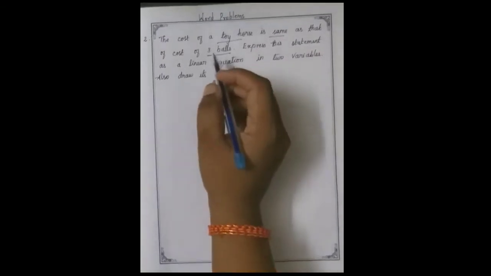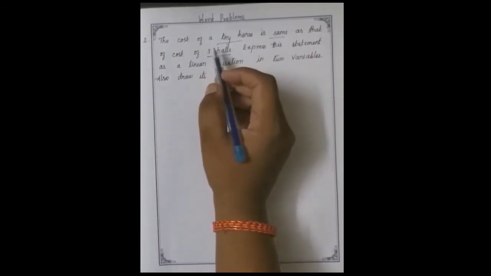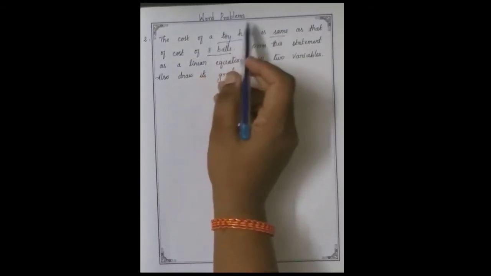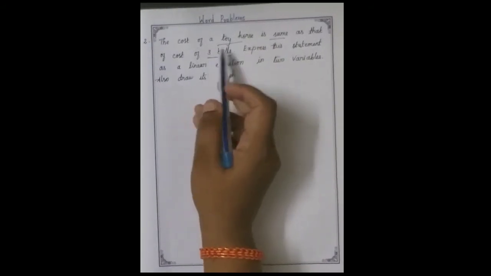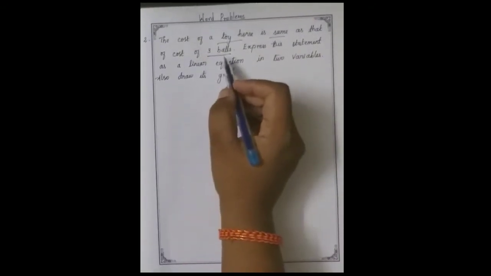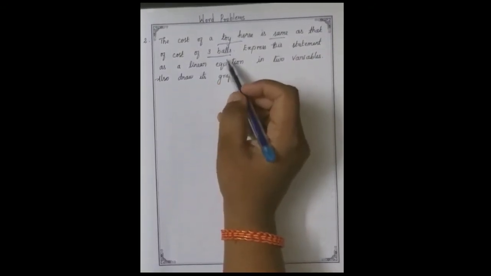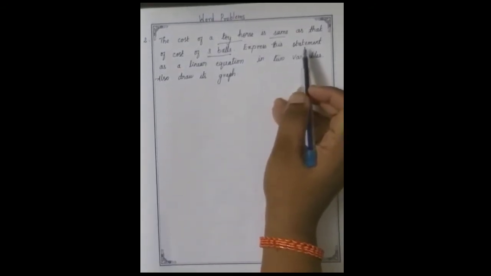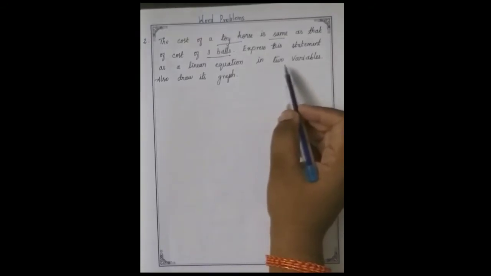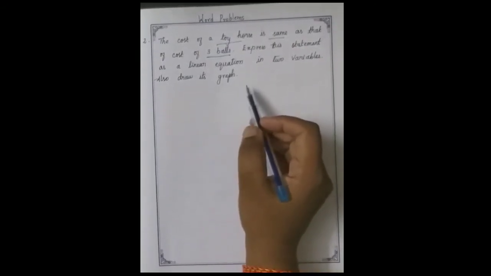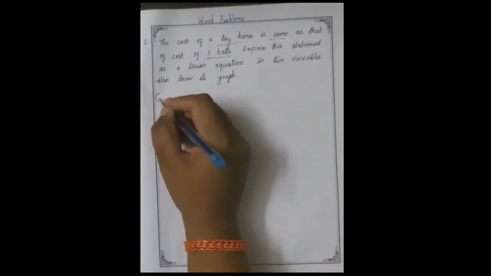Now we can find how to write linear equations in two variables for word problems. The cost of a toy horse is the same as the cost of 3 balls. This is the statement given in the question. We want to express this statement as a linear equation in two variables. Also draw its graph. So what is given now?